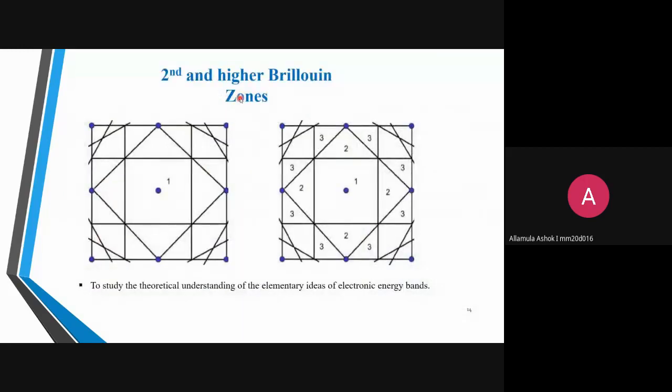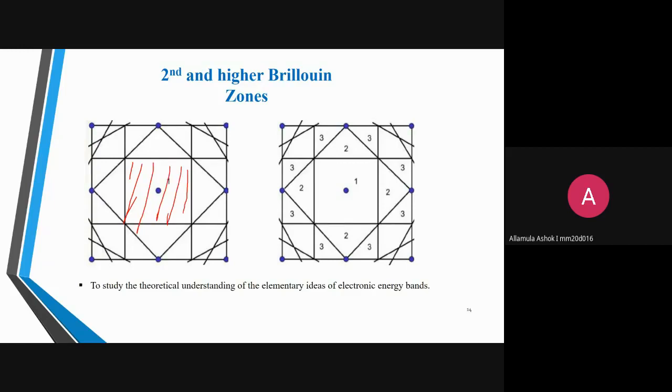So what are the second and higher Brillouin zones? Already the first Brillouin zone is formed inside the first Bragg planes. This is the central point, these are the four nearest neighbor atoms, this is the perpendicular bisector of these two atoms, this is the perpendicular bisector of this left side and middle atom, similarly for the top one and bottom one. Therefore, this enclosed area is the first Brillouin zone.